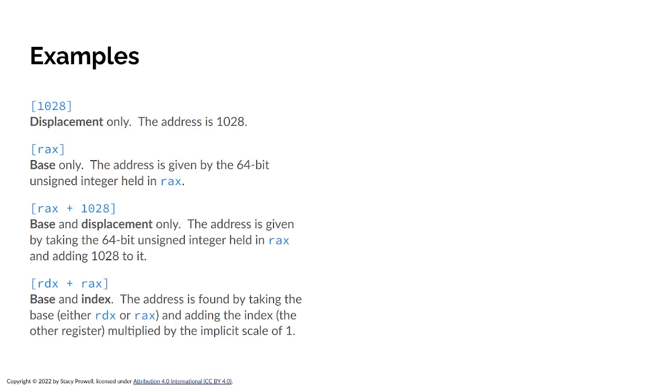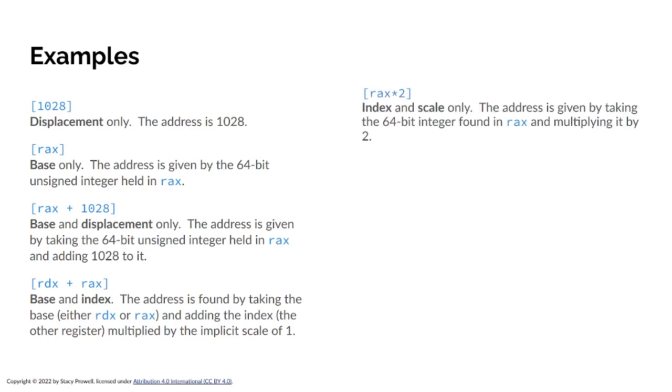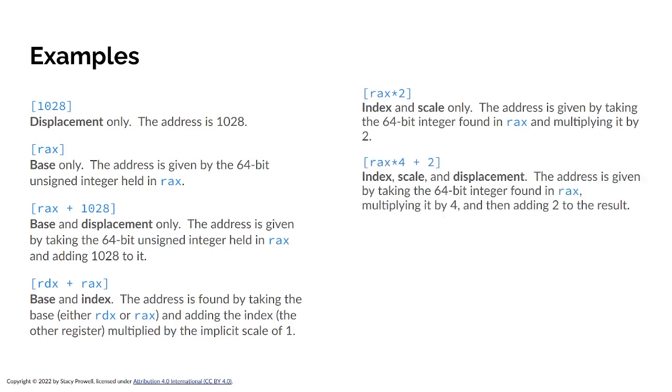Base and index. Really? Yes. Right? Base, either one of those could be the base. Either one of those could be the index, because since the scale is not given, it's 1. And RDX times 1 plus RAX is the same as RDX plus RAX times 1, right? Don't know, don't care. That works just fine. What about this? That's index and scale only, and that's perfectly fine. Here the scale is 2.